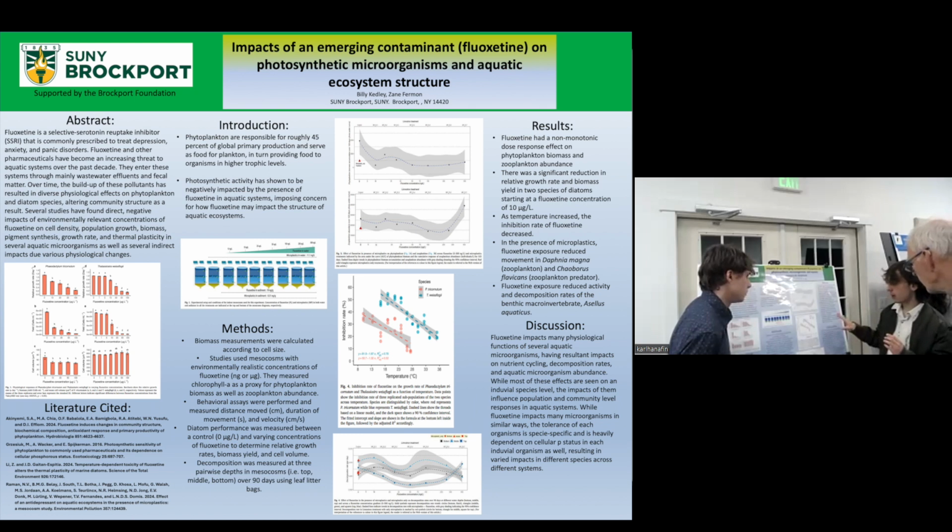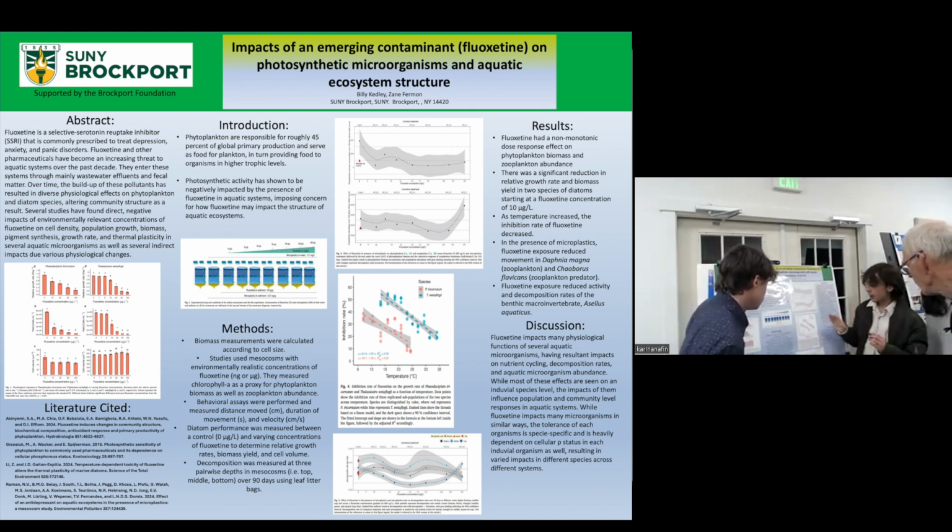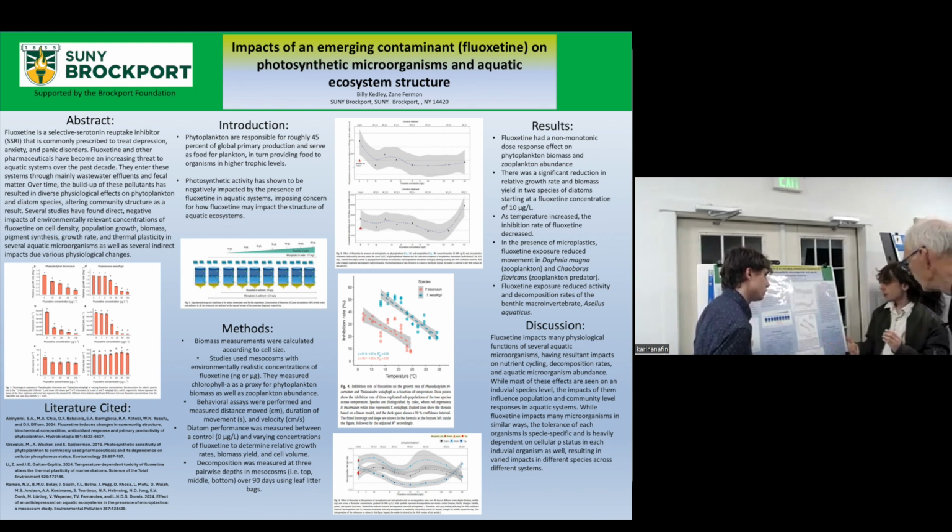One of the guesses around it is its relationship with temperature. In one study, they found specifically that higher temperatures actually decrease the inhibition rate of fluoxetine. In other words, at higher temperatures, fluoxetine has less of an effect on these photosynthetic microorganisms. So that puts a limit on how much fluoxetine really impacts these species. Kind of a positive effect of global warming. Yeah.